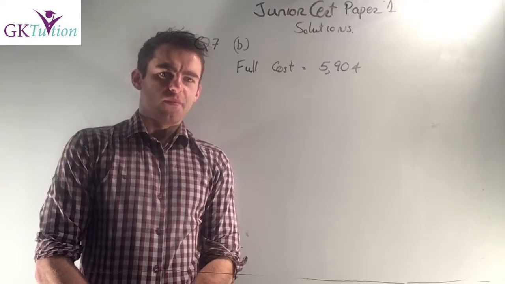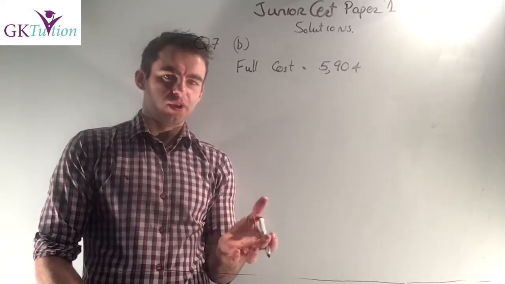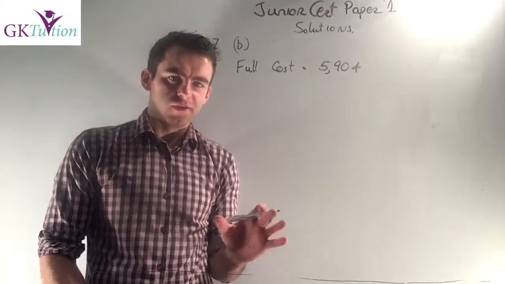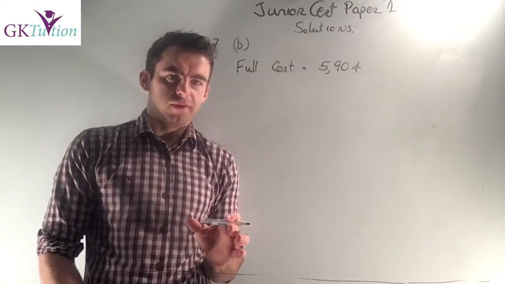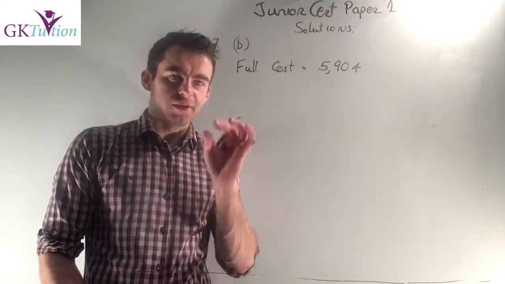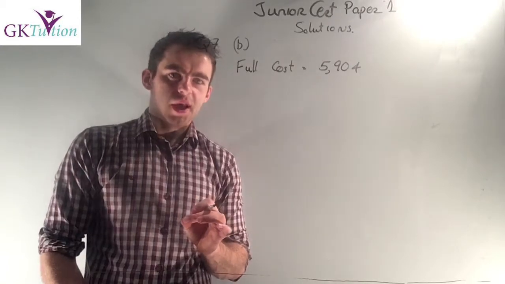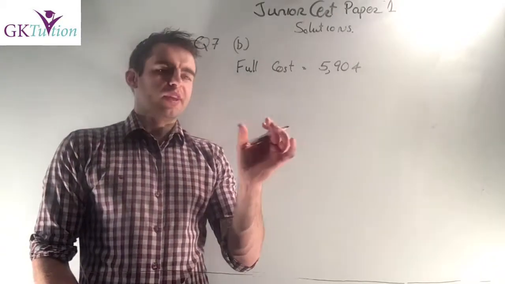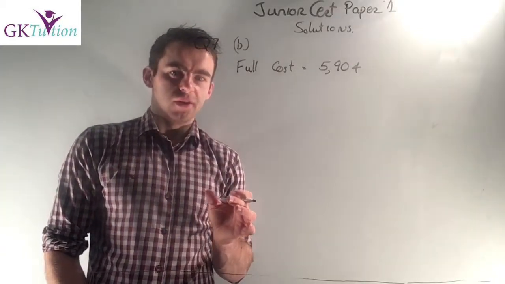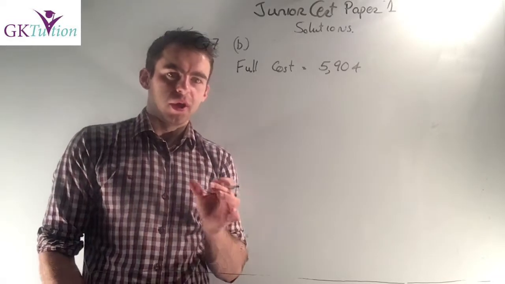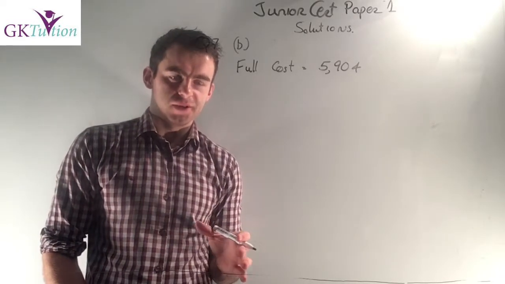Okay, for question 7 part B, I'm between two minds in which way to show you this one. There are a number of different ways of doing this. There is a formula for it, but I think you're probably safer to just work your way through this question. In this question, we're told that the company is allowed to depreciate the full cost of the computer by 25% every year for 2 years.